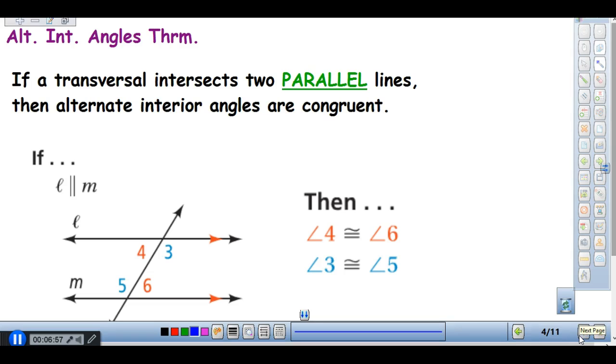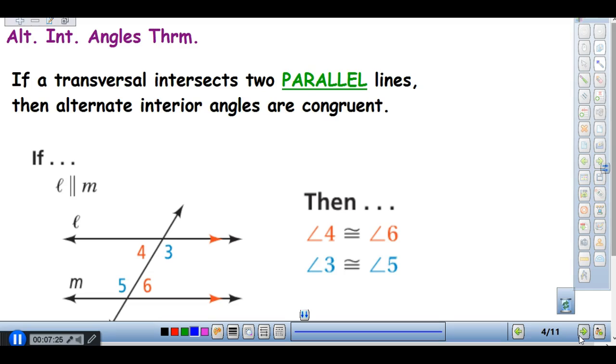Now that we've learned it, now that we've proved it, now we can start using that. 4 is congruent to 6 because of alternate interior angles, and 3 would be congruent to 5 because of alternate interior angles. So if we wrote that on the number 4 on the line, it would be wrong, because that's what you're trying to prove. You didn't know that alternate interior angles were congruent until right now. So, now alternate interior angles are congruent.